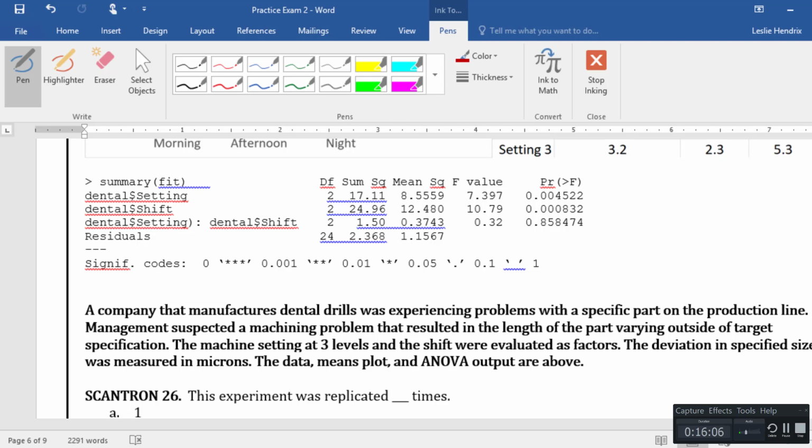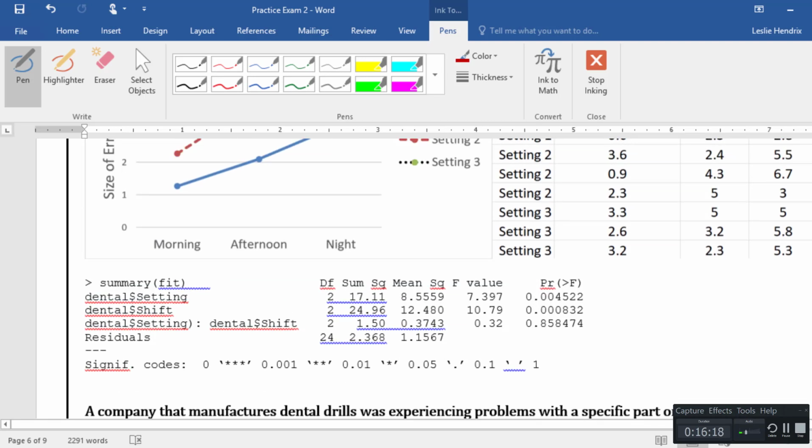And then the deviation in specified size was measured in microns. So that's our quantitative response. All right, we're going to use the output above. So how many times was this experiment replicated? Well, we can tell that by looking at the data set.